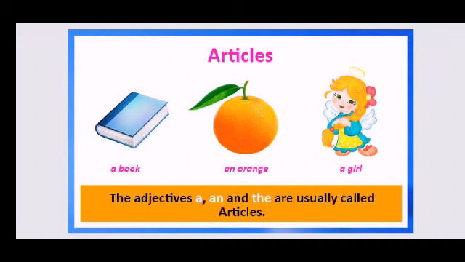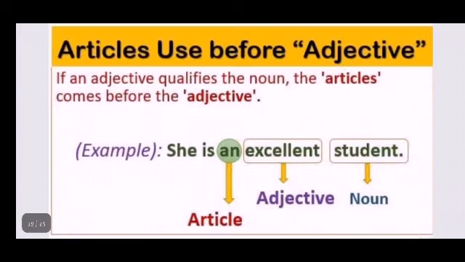A book. An orange. A girl. Book, consonant sound. Orange, vowel sound. Girl, consonant sound. Articles used before adjective. If an adjective qualifies the noun, the article comes before the adjective. What is the adjective? An adjective is a word which defines the quality of the noun.